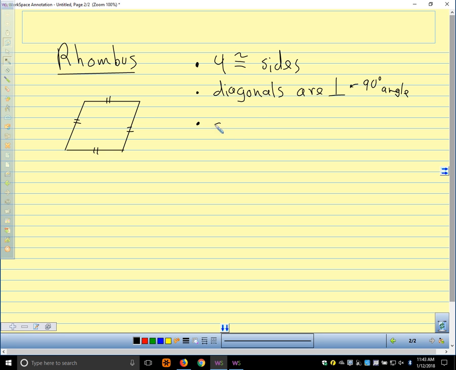And the diagonals bisect the angles. So if we were to draw the diagonals in, the diagonals would cut each of those angles in half. So rhombus has all the properties of a parallelogram. In addition, the diagonals are perpendicular, the diagonals bisect the angles, and the 4 sides are congruent.